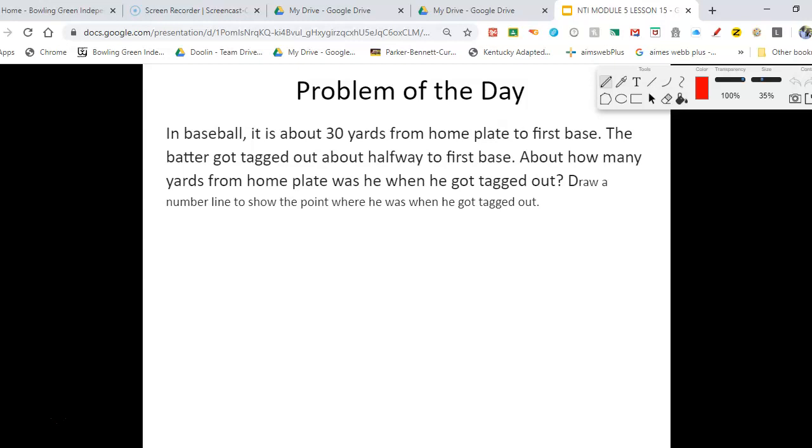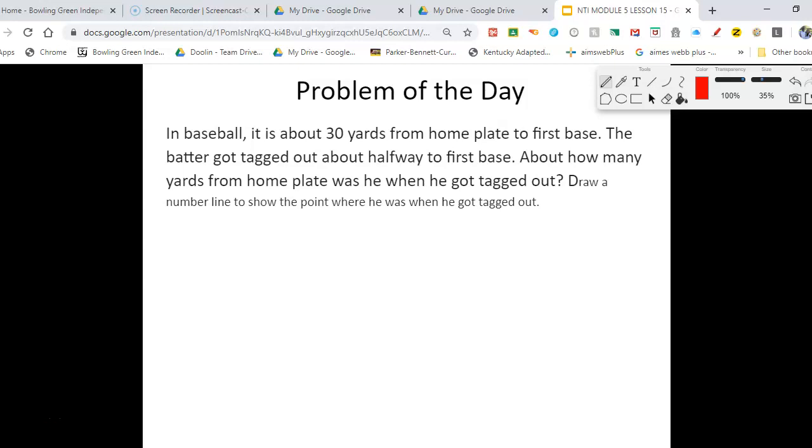Now, I want you to tell a friend what this problem is about. Tell a friend. Yes, this is about someone that's playing baseball. He was running from, or she was running from home plate to first base and they got tagged out.